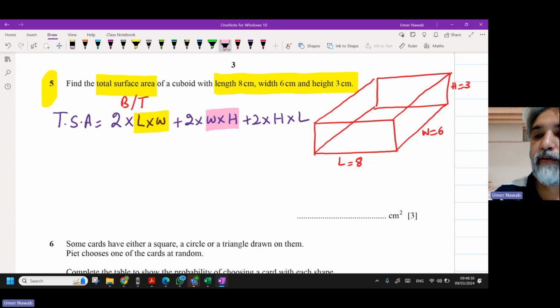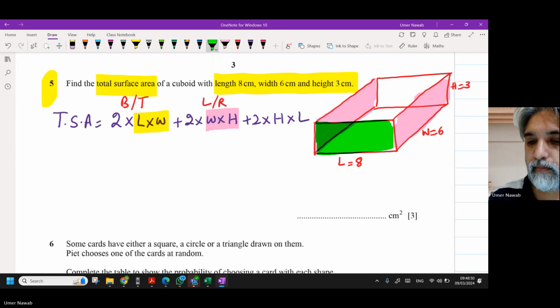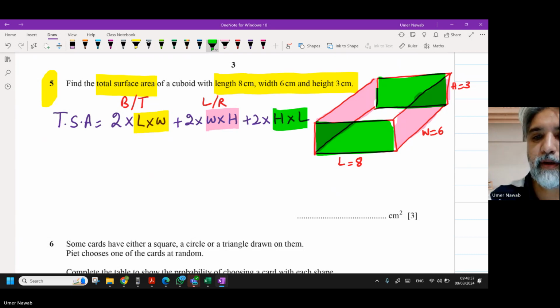Next is width times height. Width times height is the left and right faces. Now when I take H and L, that is the front and the back. I hope it is clear to you guys. Times 2, I think you understand it. So the front and the back. Now write their values here.